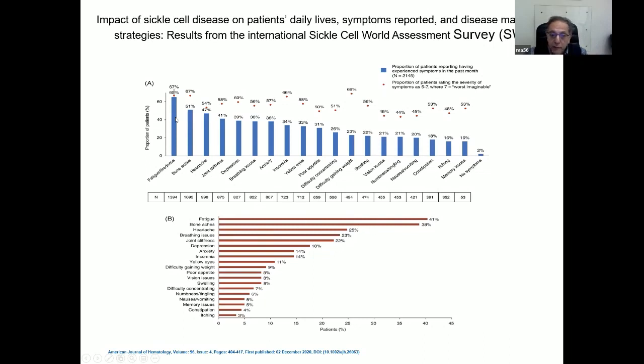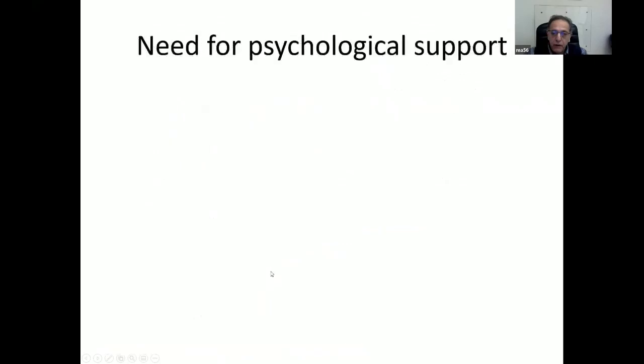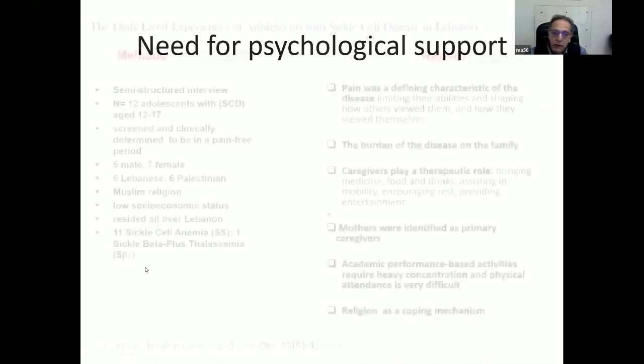So you can see many patients experienced significant symptoms, pain not being the only one, and many of these were severe, including fatigue, bone aches, headaches, and depression. Again, difficulty concentrating comes up very importantly. Hence, in every patient panel that I have conducted recently, one need that always comes up from the patients is the need for psychological support.